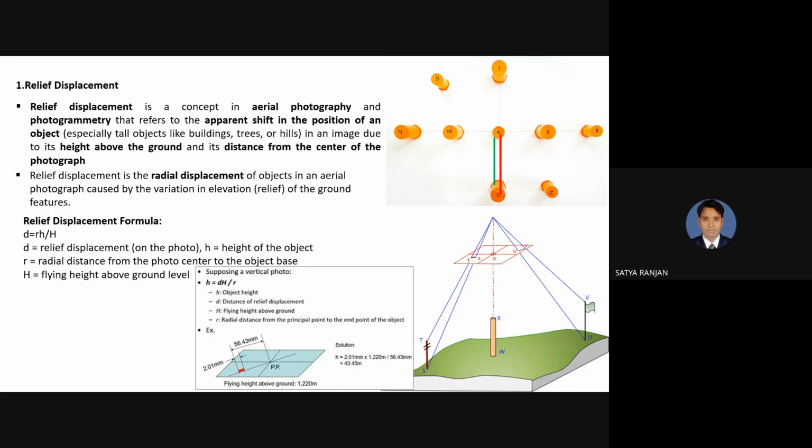So relief means generally the elevation. So due to the elevation, there is a displacement, and that is called relief displacement.